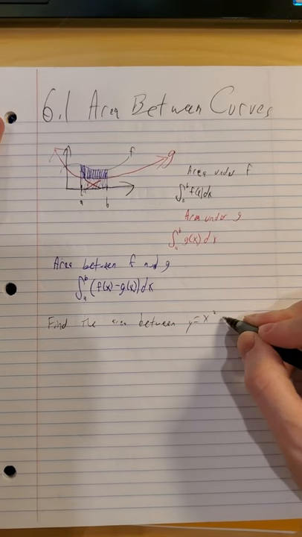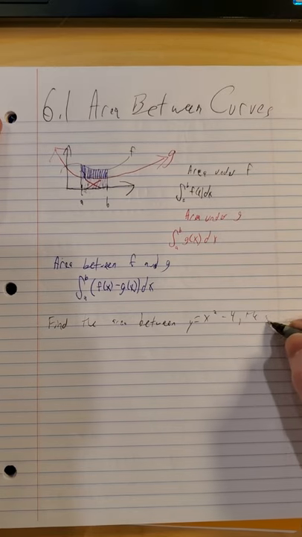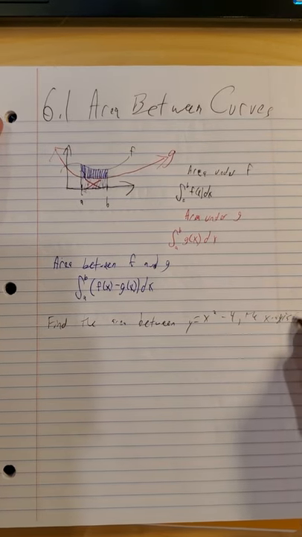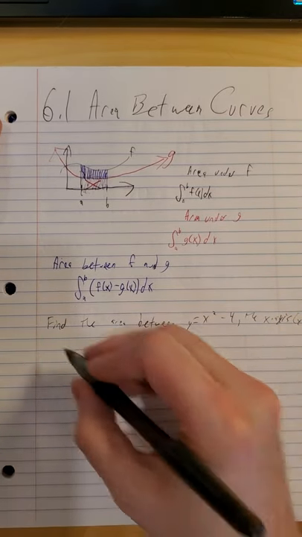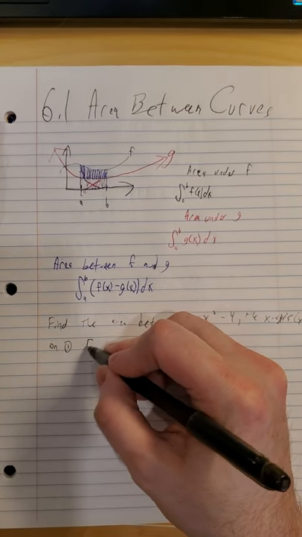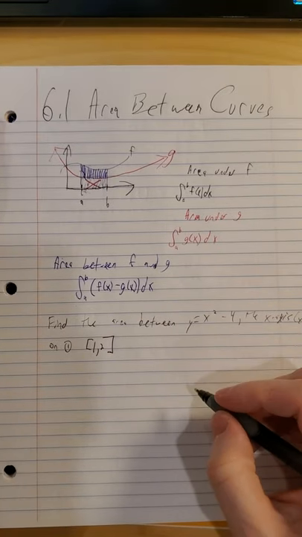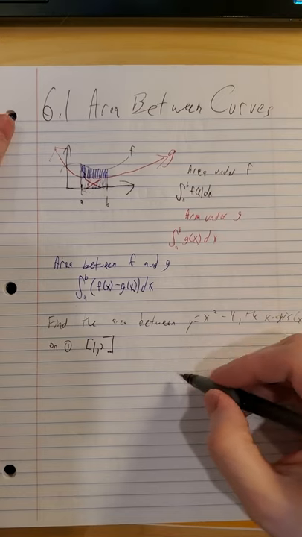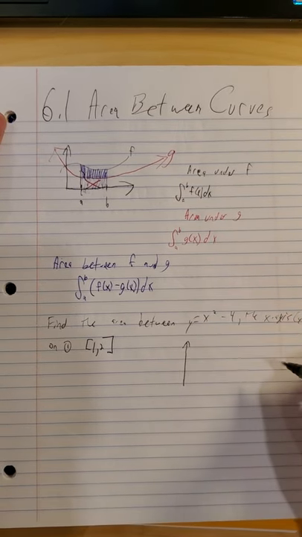So we'll start with finding the area between y equals x squared minus 4 and the x-axis. Remember, the x-axis is y equals 0, and we'll do it on a couple different intervals. We'll start on 1, 2. So y is x squared minus 4, you should hopefully recognize that as a parabola, vertex on 0, negative 4, opening up.